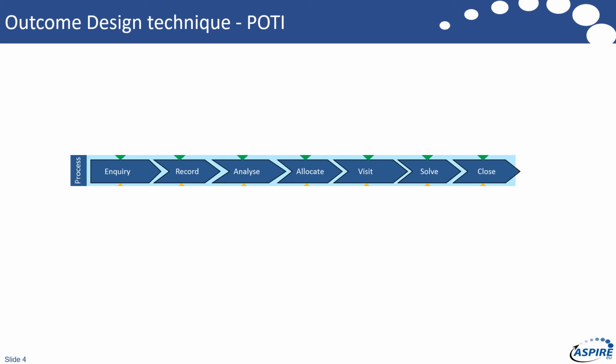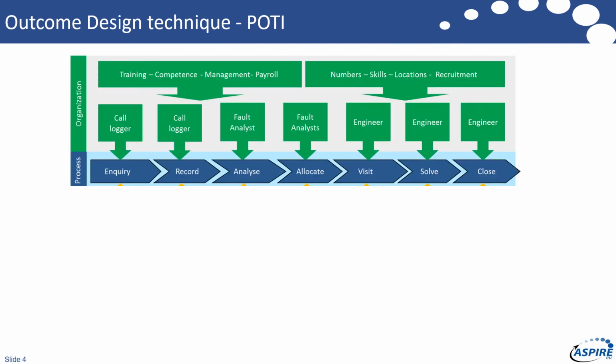So that's the process. Now, what we want to do is then think, okay, well, how does the organisation part fit with the process? Well, if you actually look at that, you can say, well, we might have a call logger that takes your call about your boiler. They record it, and then they'll pass it on to some sort of fault analyst who will look at the problem for you, maybe do some remote diagnostics. And if they can't fix it by telling you to flick this switch on and off or something or other, they organise an engineer to visit. The engineer solves the problem and closes it.